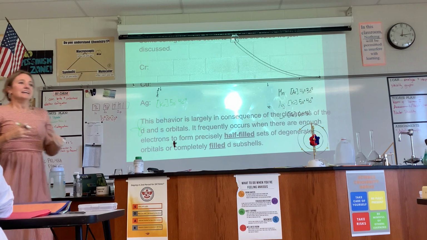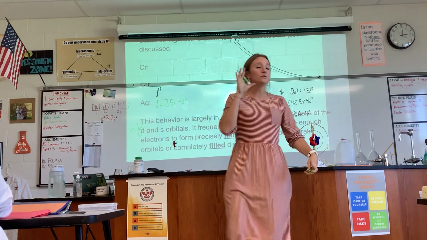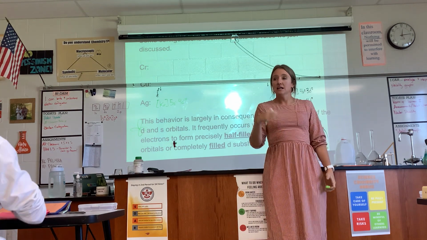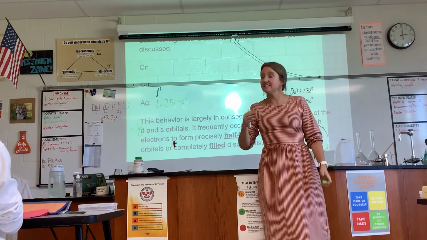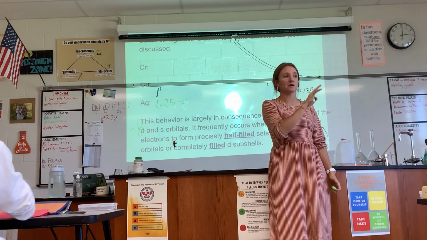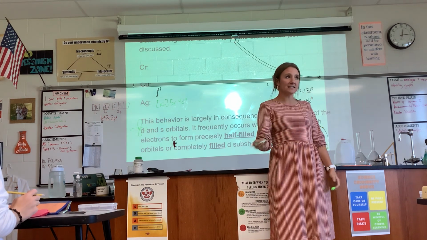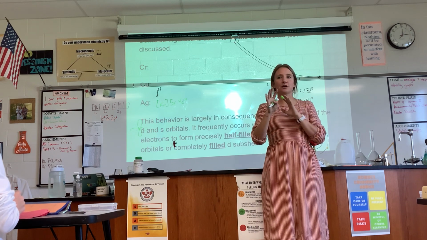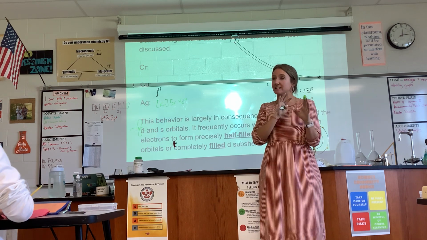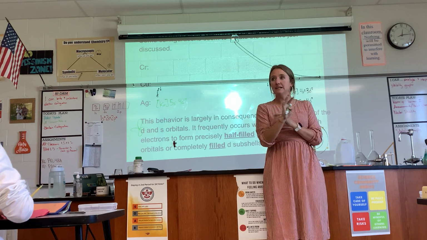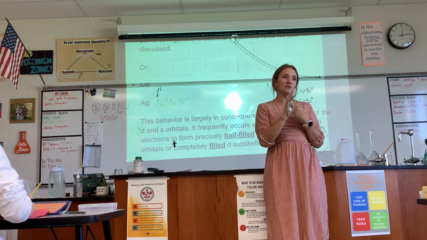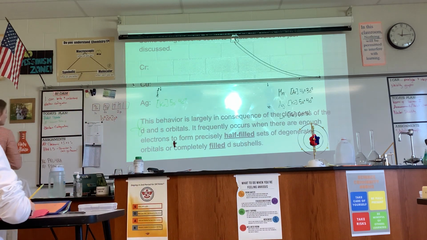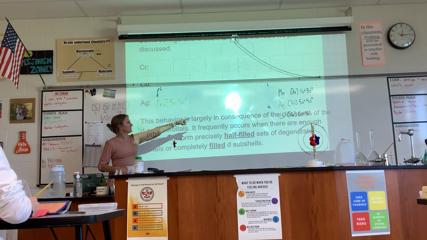Now, what you do need to be able to do in this class is, if given an exception, like I say, hey, chromium has an exception, this is its actual electron configuration, can you justify why it does it? Don't think you have to memorize why the ones that do the exception do it, but if given one, can you provide a valid justification of why? So any thoughts on why silver would choose this over that?